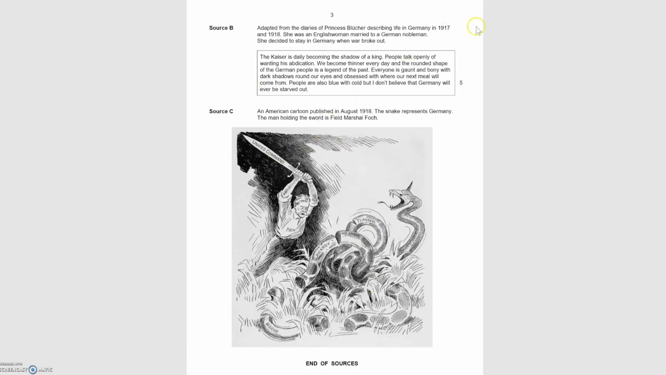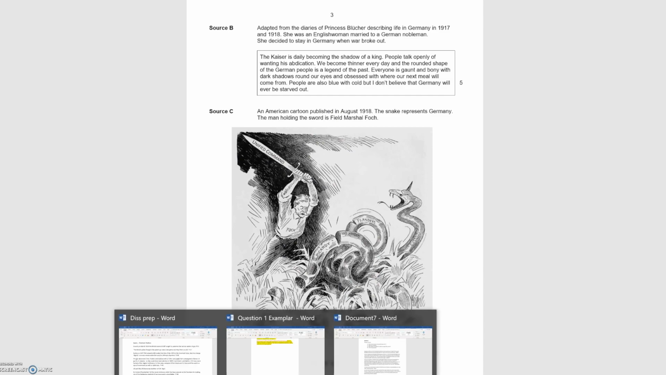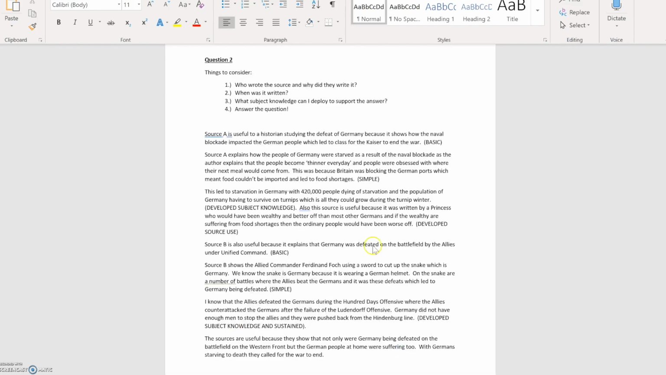Once we've picked up all of this information, we can then start to think about how do we write an answer. And I've provided an exemplar answer for you here with some little hints to help you explain how to do it. First thing to consider when you're reading the sources is who wrote the source and why did they write it? When was it written? What subject knowledge can I deploy to support the answer? And then crucially, answer the question.